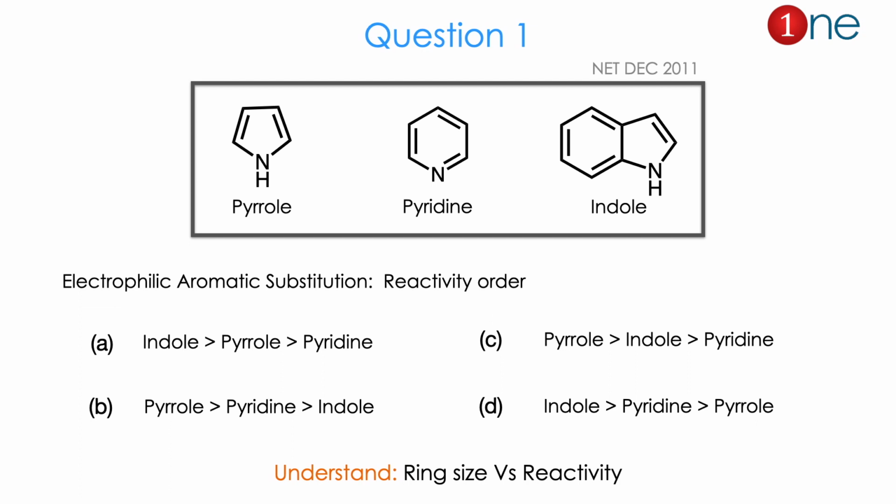Let us see question number 1. They have given 3 compounds: pyrrole, pyridine and indole. They ask the reactivity order in electrophilic aromatic substitution, whether indole is higher, or pyrrole is higher, or pyridine is higher. So the question is really about the ring size. Pyrrole is 5-membered, pyridine is 6-membered, indole is bicyclic, 5-membered and 6-membered. So the question is really about ring size versus selectivity. The answer is C. Let us see how.